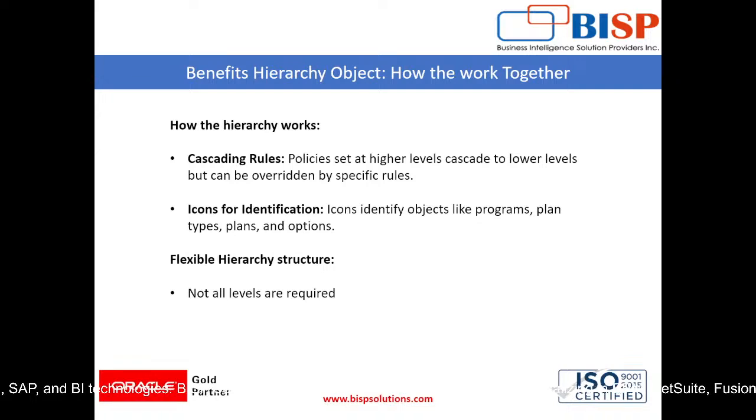After that, we saw benefit hierarchy objects and what is the cascading rule for the hierarchy. So policies are set at higher level, cascade to lower level. So the policy, like policies, you can say whatever eligibility you have set to the higher level.